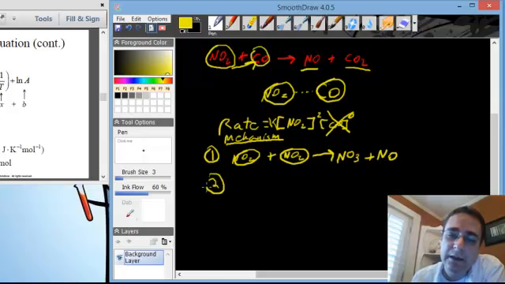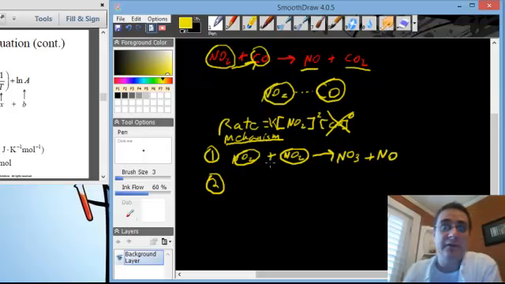Because if you look at that first step, it explains nothing so far, right? Well, actually, yes, it explains the NO, the nitrogen monoxide. But where the heck is the CO2 coming from? So we don't have an explanation for that yet. So this is what we think is happening in the second step.